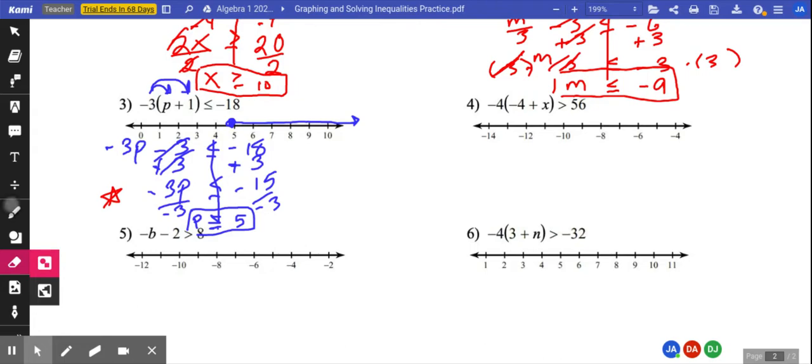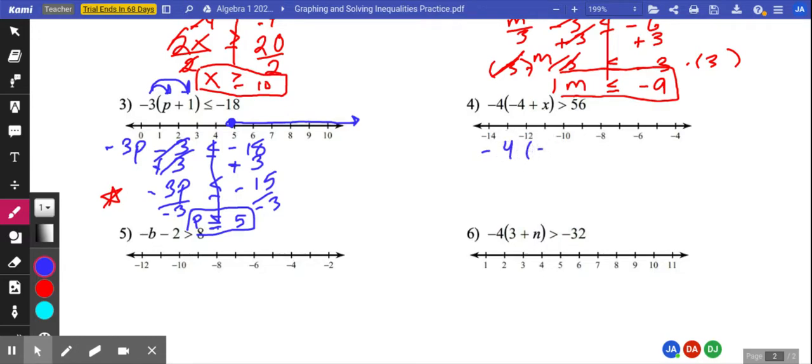All right, so I'm going to finish going over these questions we started in class. So I'm going to do number 4 now. Number 4 is really similar to number 3. For number 3, we started by distributing, but I'm going to show you a different way to do this in case you like it better this way.